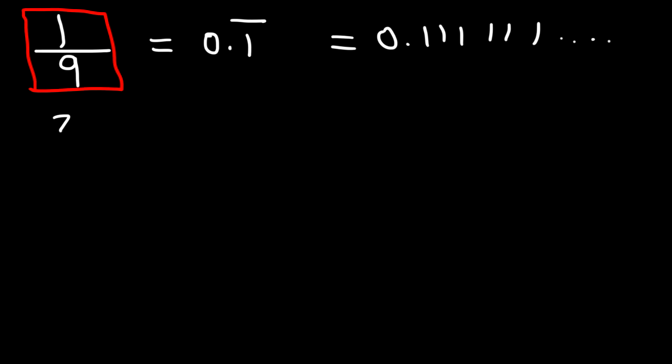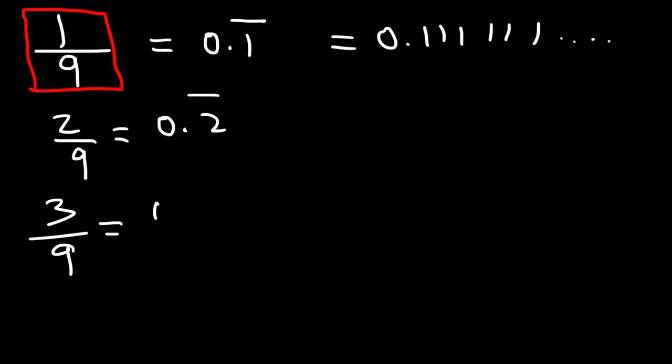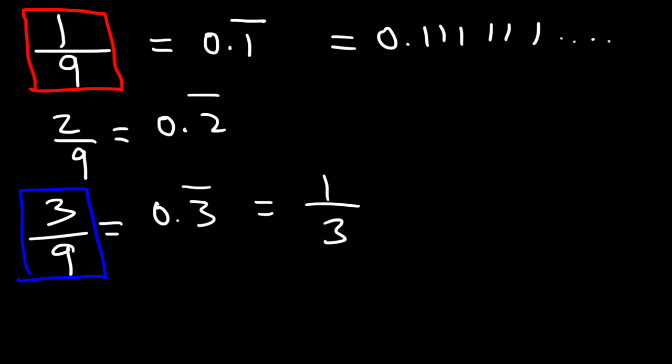Now what do you think 2 over 9 is equal to? Well, it's going to be this number times 2, so it's going to be 0.2 repeated. 3 over 9 is basically 0.3 repeated. Now 3 over 9 can be reduced to 1 over 3 if you divide the 3 and the 9 by 3. So both 3 over 9 and 1 over 3, they're equivalent fractions. They both equal 0.3 repeated.